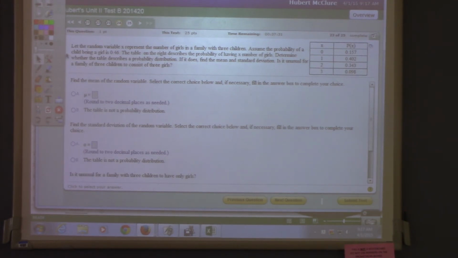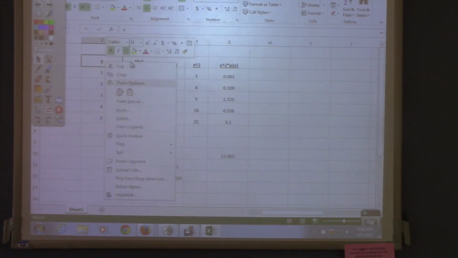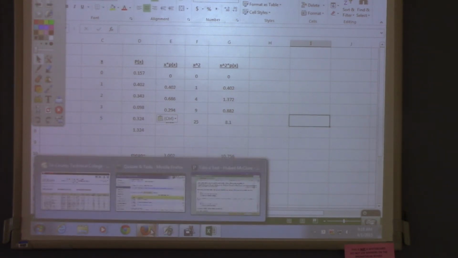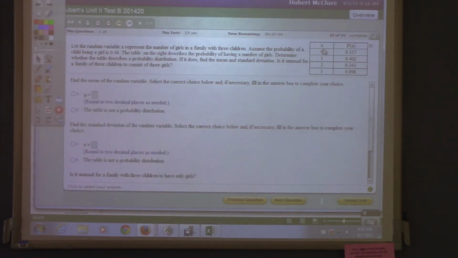Assume the probability of a child being a girl is 0.5, and find the mean. Okay, let's find the mean. Let's take this, copy it, take our Excel spreadsheet, and put it in. Did it copy everything correctly? Make sure. Yeah, it's okay. There's only 3, 0, 1, 2, 3. So I need to take it off.